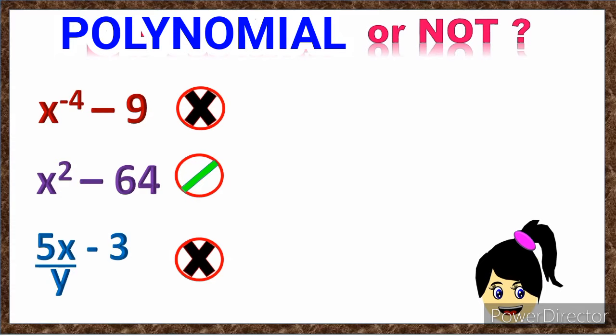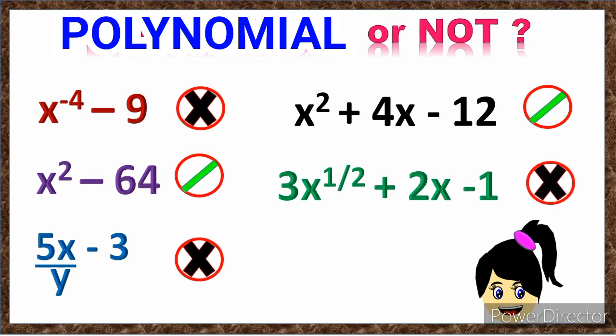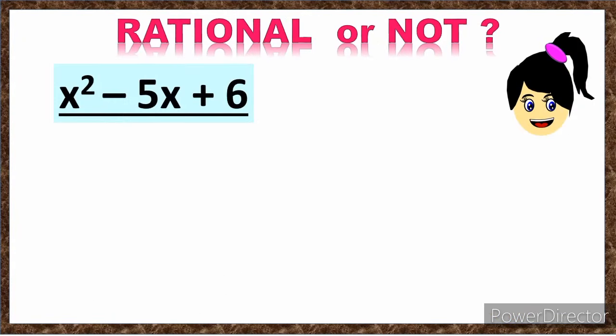Okay, next, let's have another expression. X squared plus 4x minus 12. A polynomial or not? So, this expression is polynomial. Next, about 3x raised to 1/2 plus 2x minus 1. A polynomial or not? Okay, this is not polynomial because of the exponent 1/2, which is fraction. Okay, since alam na natin kung ano ang polynomial, then we can proceed to the rational expression, rational algebraic expression.